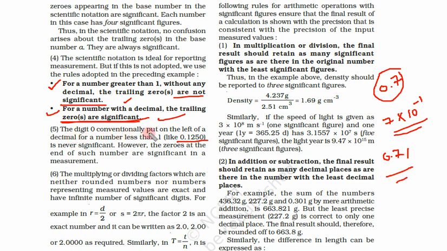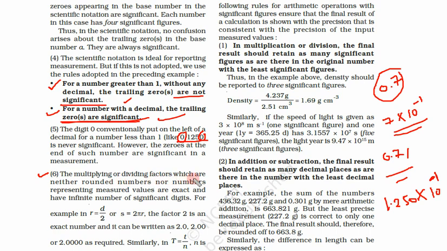The digit 0 conventionally put on the left of the decimal for a number less than 1, like 0.1250, is never significant. This 0 is never significant because we can always write it as 1.250 into 10 to the power minus 1. Generally we don't use this minus 1 power; we directly write it with a 0 and a decimal. However, the 0 at the end of such a number is significant. This 0 is significant. This 0 is not.